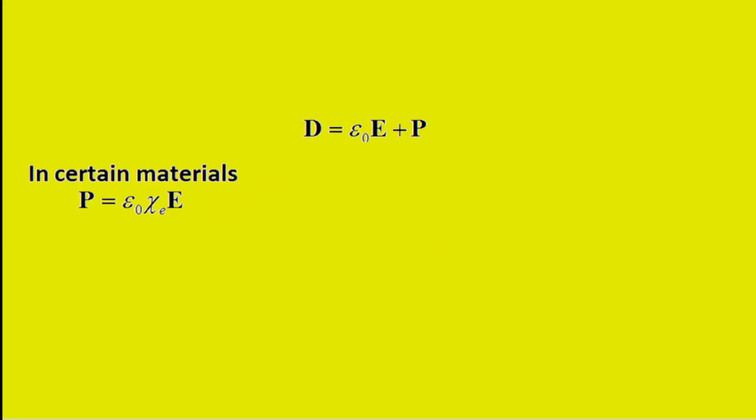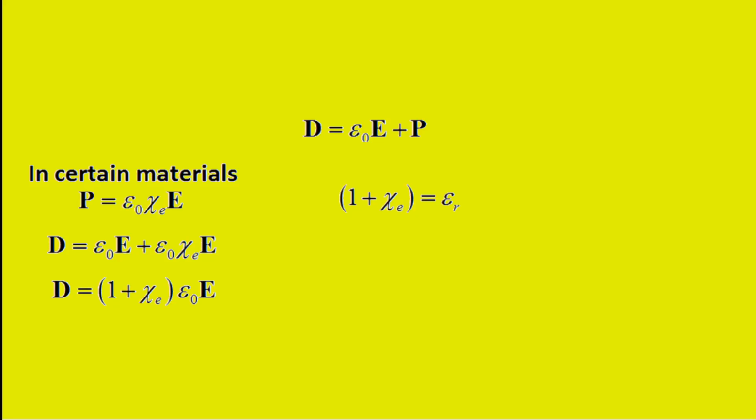In certain materials, the dipole moment density is proportional to epsilon naught E. The constant of proportionality, chi sub E, is called the electric susceptibility, which is a measure of how susceptible a material is to an electric field. Plugging this into the equation for D, we get the following. We're going to define 1 plus chi sub E to be equal to epsilon sub R, which is called the relative permittivity. Plugging this into the equation for D again, we get this.